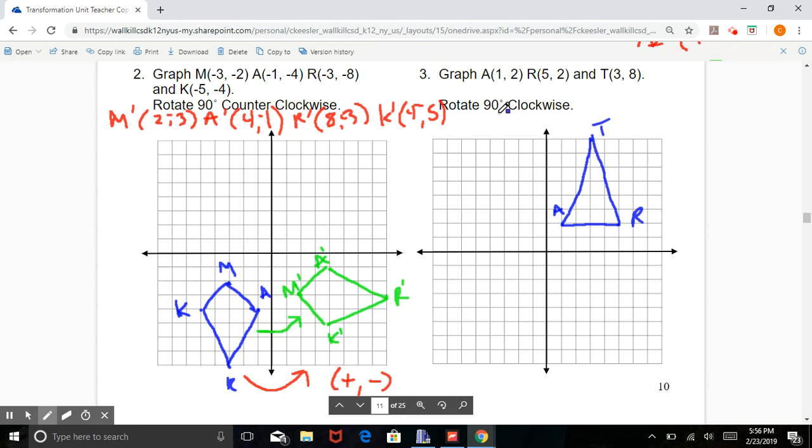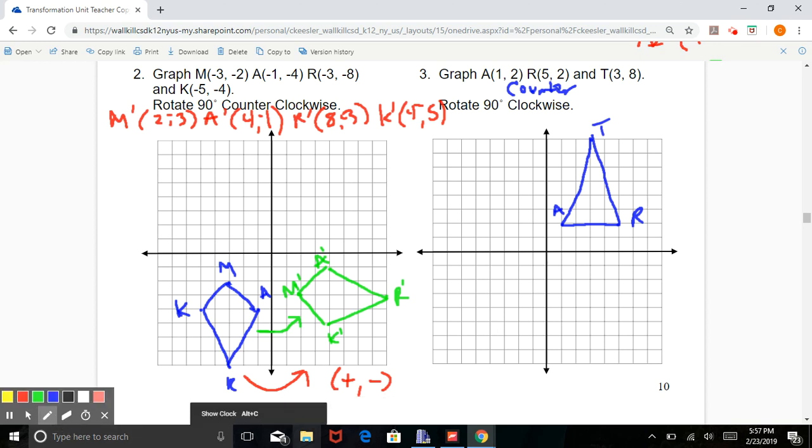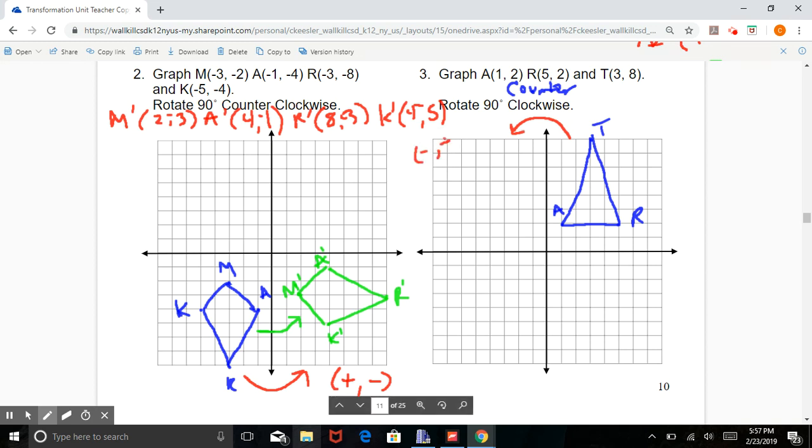Okay, and they want us to rotate it 90 degrees clockwise. I want to actually change this to counterclockwise because I don't want to fall in the fourth quadrant again. We've done a bunch where we keep falling in the fourth quadrant. So let's change this to counterclockwise. It's really difficult to write on this, so excuse my messy handwriting. So we're going to do 90 degrees counterclockwise, which rotates this direction. So we're going from the first quadrant to the second quadrant, and in the second quadrant, the signs are negative and then positive.